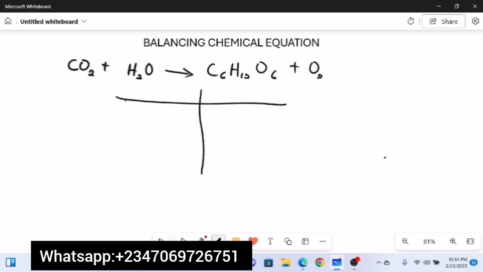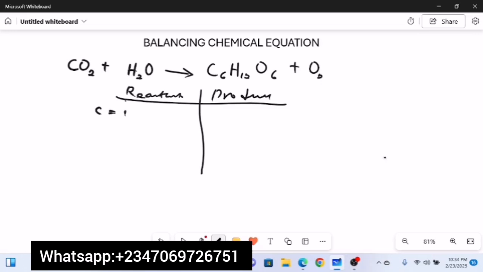So this is our reactant, and we have this to be the product. So you pick out all the elements that make up the reactant, starting from carbon. I have carbon. How many moles of carbon on the reactant? Simply 1.